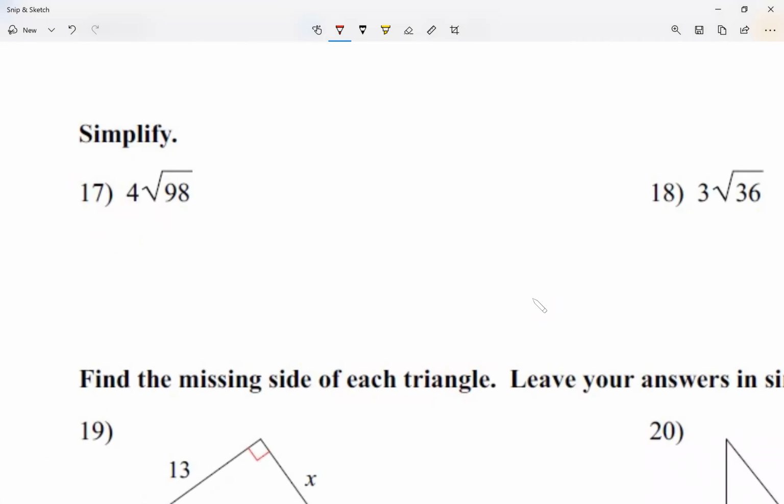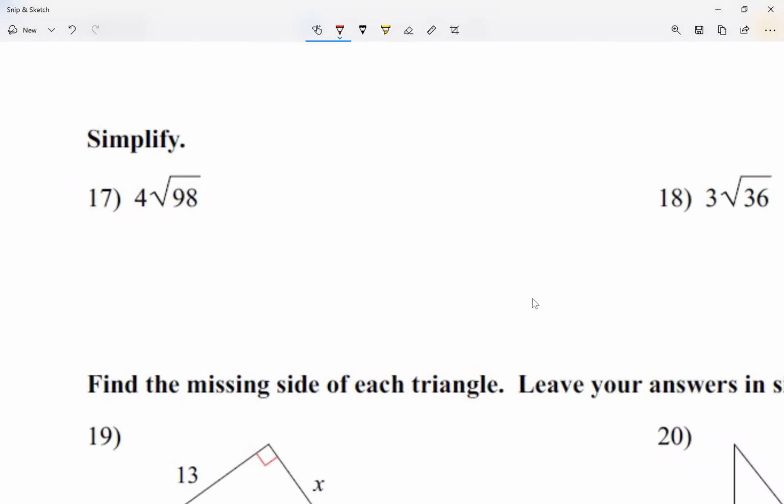Let me simplify this. There's the 4, which I'm just going to leave as a 4. I'm not going to do anything with the 4. Now 98. I'm going to think, can I break that into two radicals? I'm thinking of two numbers that multiply to 98, but one of them has to be a perfect square. What I mean by perfect square is like 4, right? Because I know the square root of 4, 9, 16, on and on. So two numbers that multiplied are equal to 98, and one of them is a perfect square.